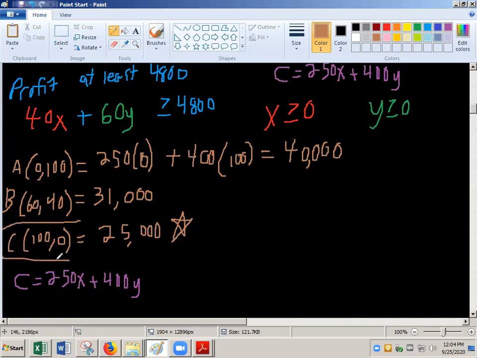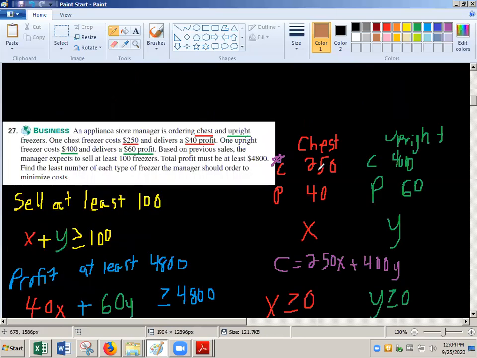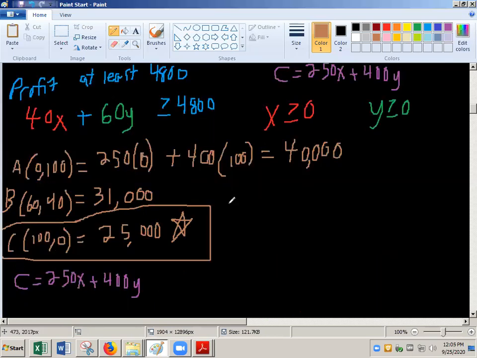So for the answer, in terms of what we want to produce, or what we want to sell, excuse me, we want to sell 100 of the chest freezers. That's going to put us on our sales benchmark. It's going to be the number of expected sales along with minimizing the cost. Any questions on that one?